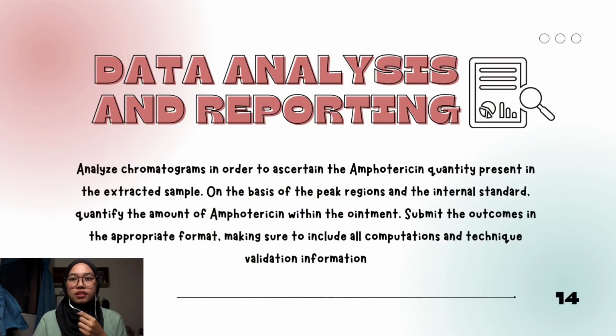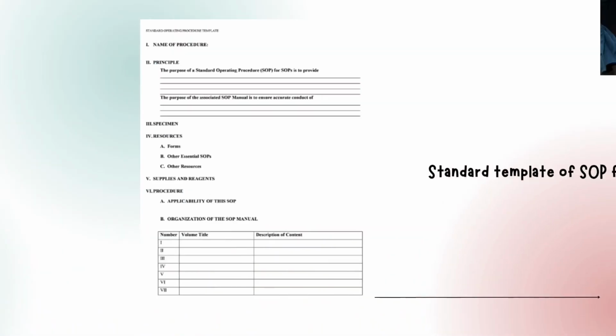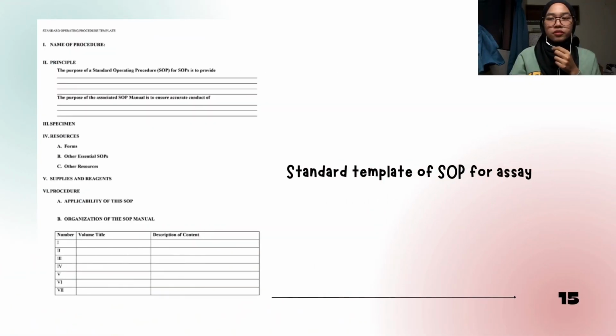Data analysis and reporting. Analyze chromatograms in order to ascertain the amphotericin quantity present in the extracted sample. On the basis of the peak regions and the internal standard, quantify the amount of amphotericin within the ointment. Submit the outcomes in the appropriate format, making sure to include all the computations and technique validation information. This shows an example of a standard template of SOP for assay.